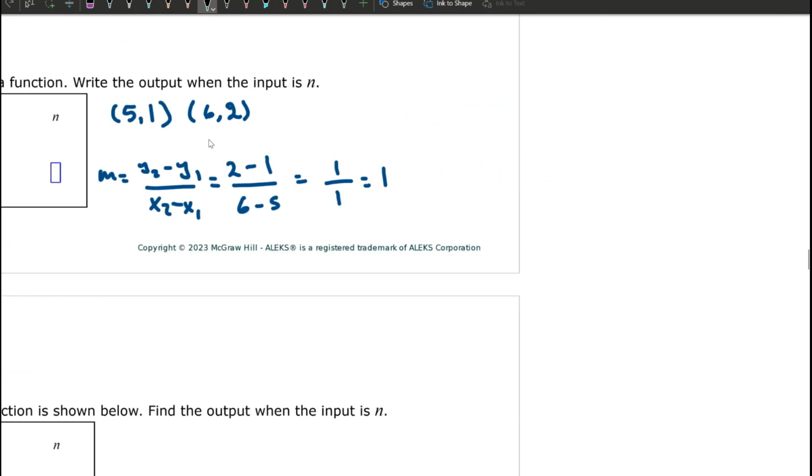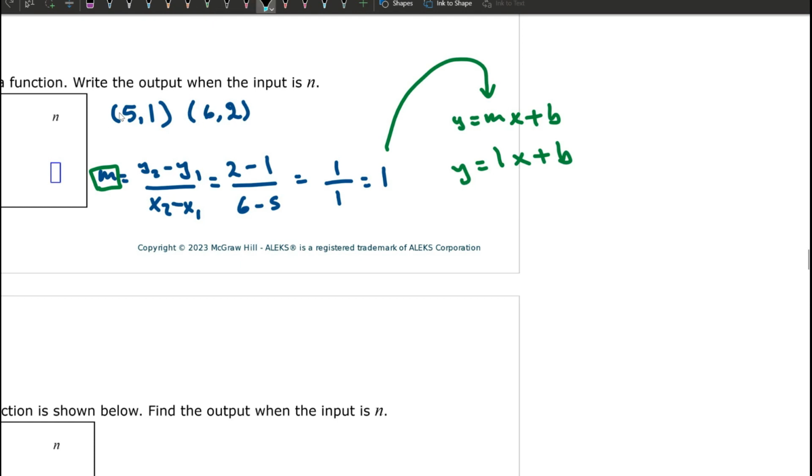So y equals mx plus b, where the slope, which we just solved for, is 1. We have x, we have y, and we have b. To solve for b, you need the values for x and y. You can pick any point here. You can pick this point or 6, 2. Since I'm highlighting 5, 1, I'm going to write over here 5, 1. This is the x, y ordered pair.